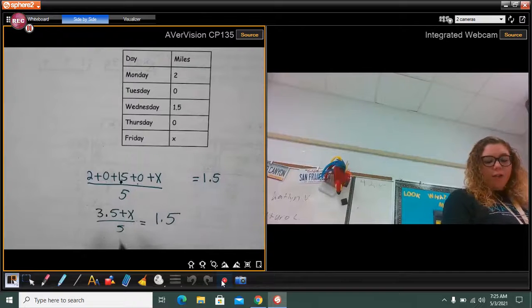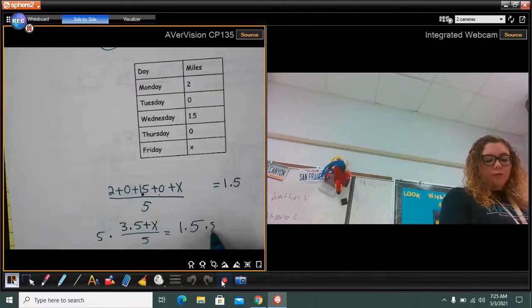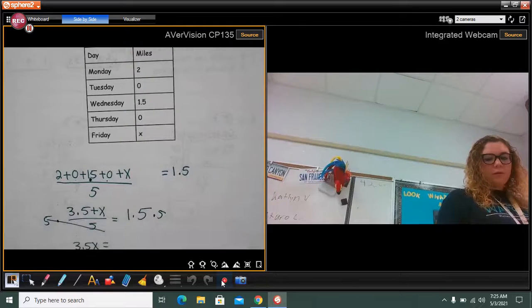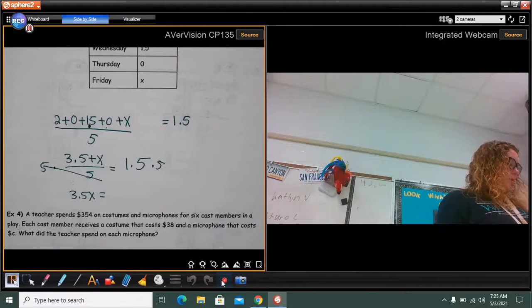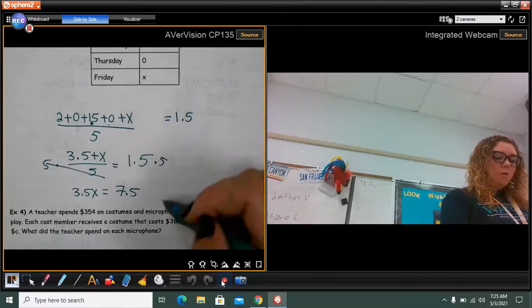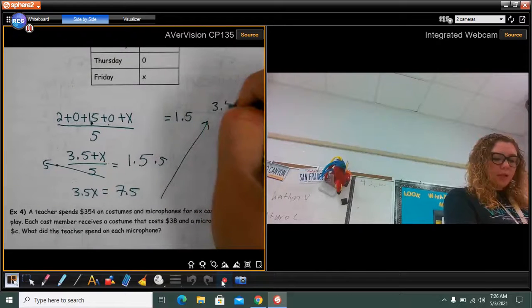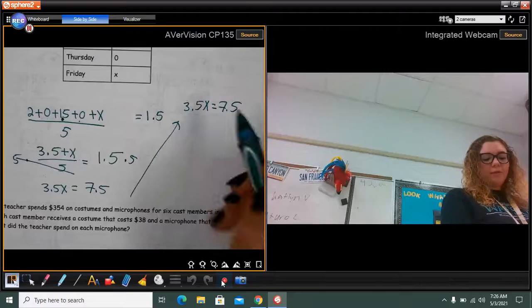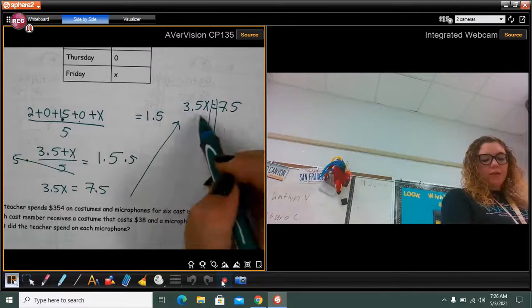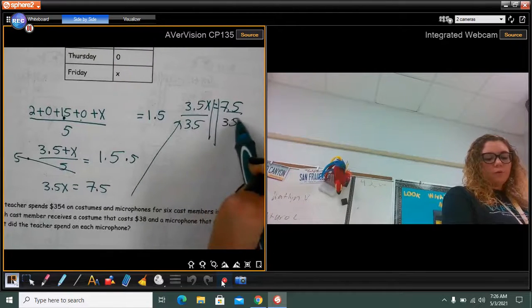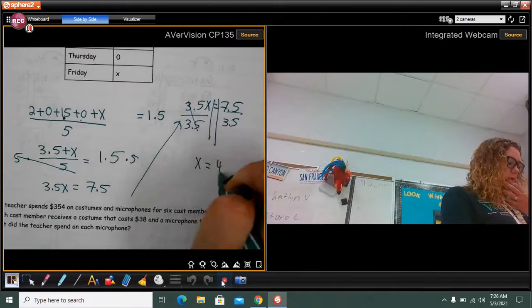We don't like fractions, so the first thing we want to do is get rid of this 5 since it's division. We're going to multiply to undo it. We're left with 3.5 plus x equals 1.5 times 5, which is going to give me 7.5. Now I'm just going to copy this down again. We're running out of space. So now to get x by itself, to move this over, we have to do the inverse. The inverse of addition is subtraction. So I'm left with x equals 4.